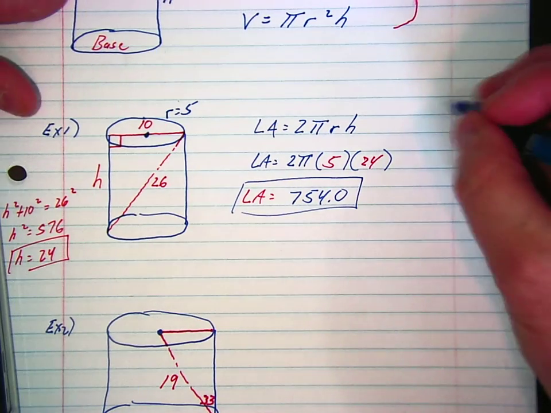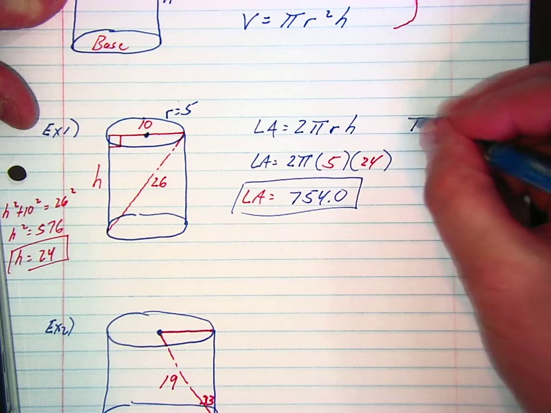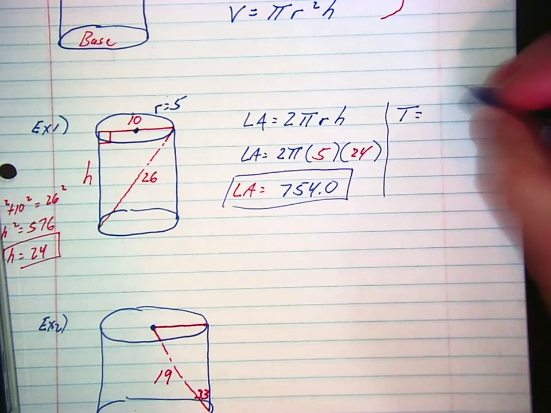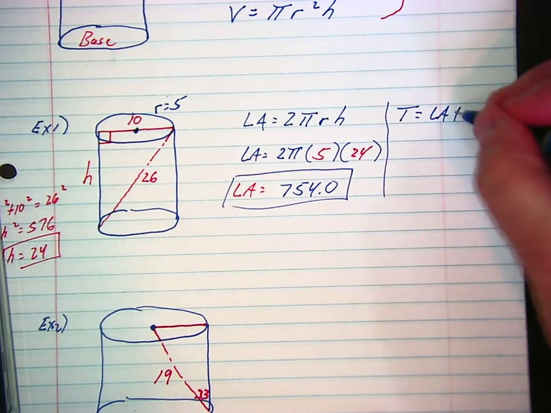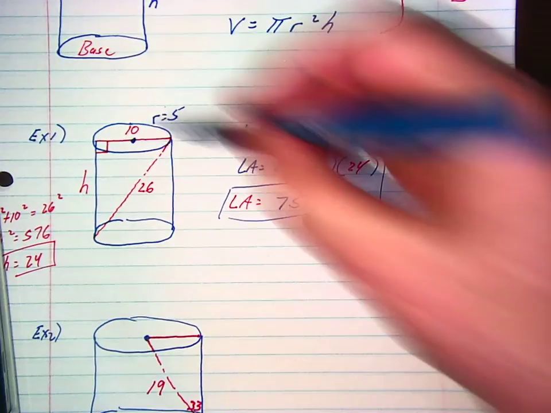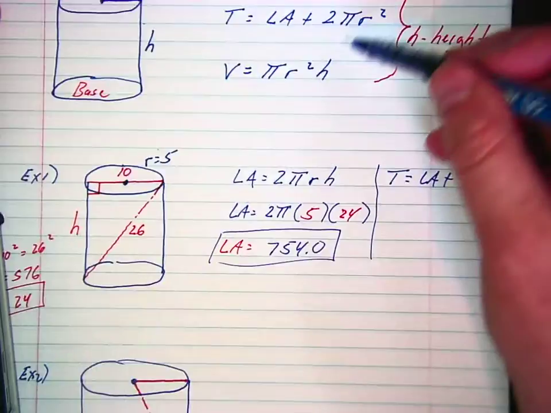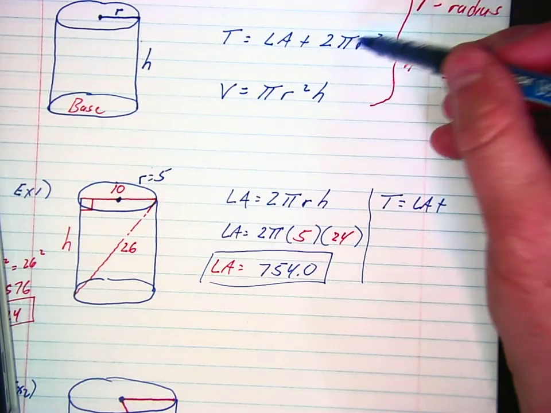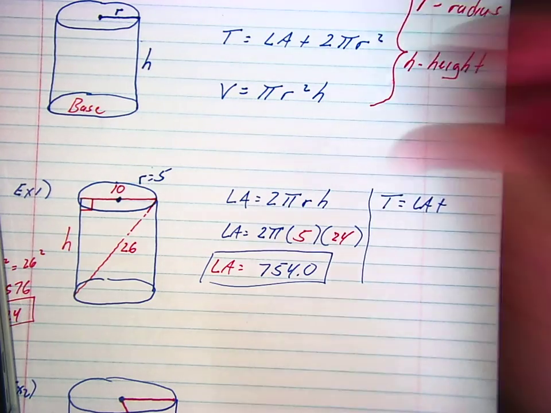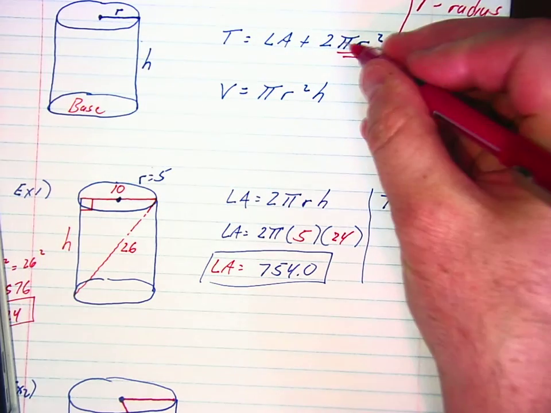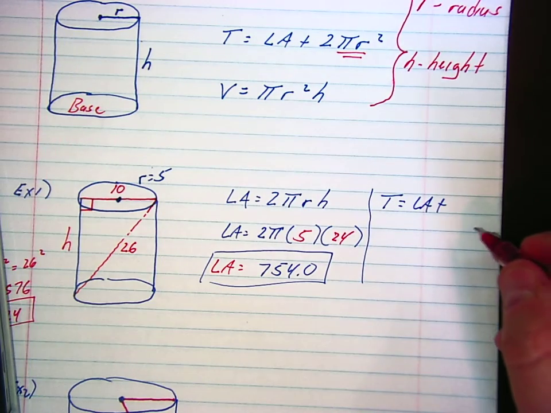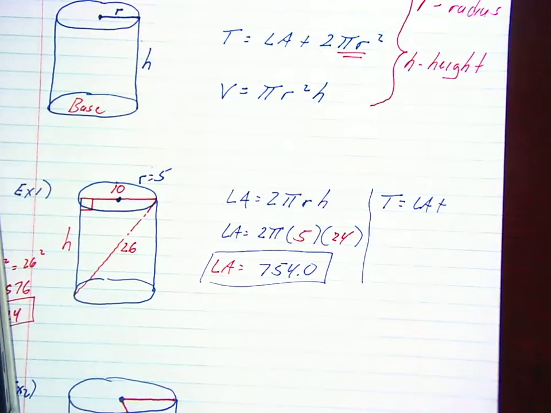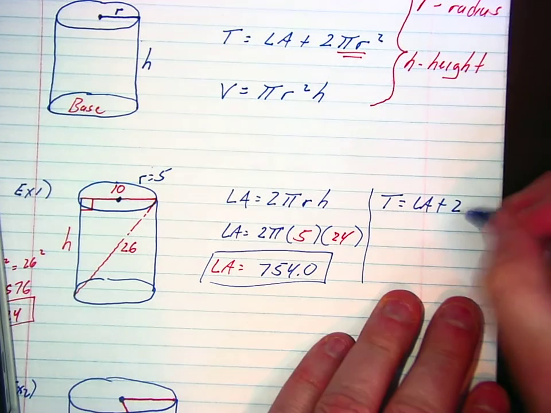Okay, total area. So total area is your lateral area plus your two bases. Now the bases are circles, so that's why we use this formula up here: 2 times pi r squared, because pi r squared, that's the formula for area of a circle. So you have two of them. You have the top and the bottom, so that's why there's 2 pi r squared.